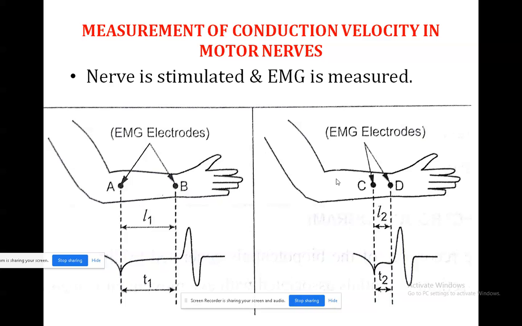The motor nerve is stimulated and measured here in the hand. See the placement of electrodes in the two pictures. In one picture the electrodes are placed at a large distance. In the other picture, the two electrodes are very close to each other. Look at the waveform, the myograph, for both pictures. Here you are getting a standard output, and it varies, but here in the second diagram you are getting very little standard output. This is the difference between placing electrodes at high distance and low distance.